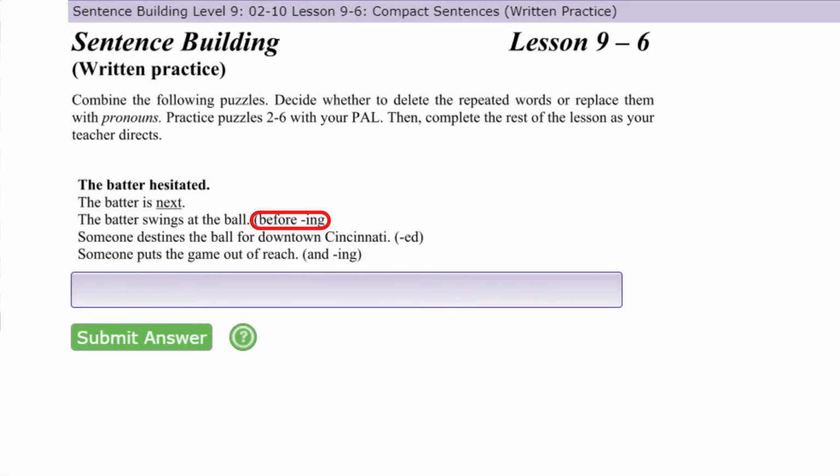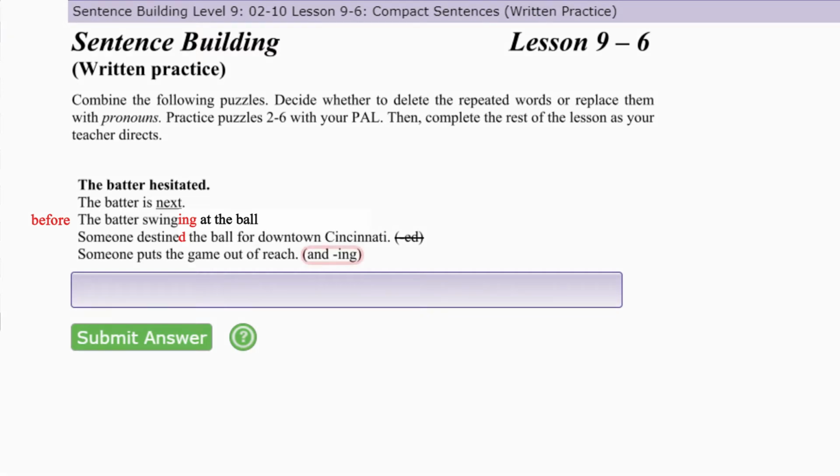The first signal in parentheses tells us to move the word before in front of the sentence it follows. We also need to change the verb into its participle form by adding ing to its ending. In this puzzle, we change the verb swings into swinging. The second signal in parentheses tells us to change the verb into its past participle form. In this puzzle, we change the verb destines to destined by adding ed to the end of the verb.